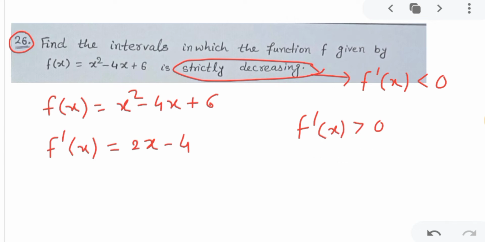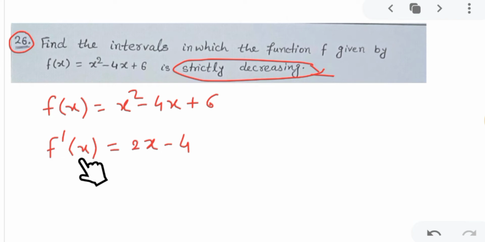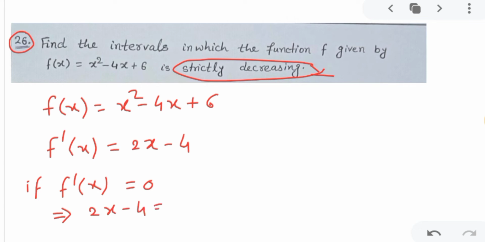Okay, so we'll check this. How will we check this? First we need to find a point. Point means x value. So first I will equate f dash x to 0. If f dash x is 0, then 2x minus 4 is 0. And if 2x minus 4 is 0, it means 2x is equal to 4, so x is equal to 2. In this way I got the point x equal to 2.